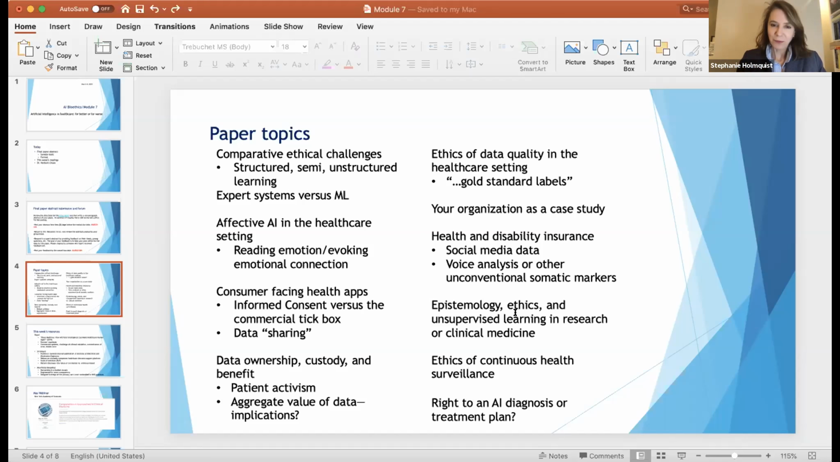If you come from the philosophy side, you can think about epistemology. That's how we know what we know, how we accumulate knowledge, ethics, and unsupervised learning in research or clinical medicine. This is a very rich and slightly technical topic in philosophy. If you're interested in this, some of my work revolves around this now, and I would be happy to discuss this with you. Certainly the ethics of continuous healthcare surveillance.